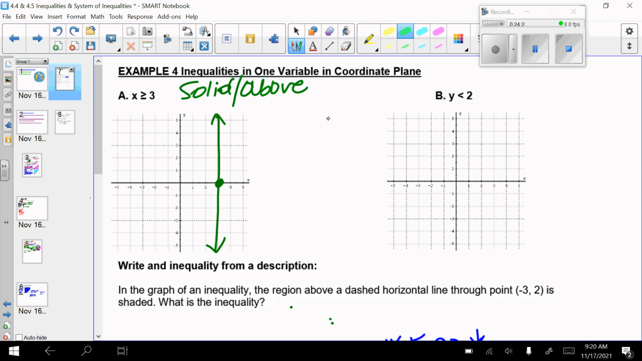And so which side do I want to shade if I want greater than or equal to 3? Perfect. This is greater than. All these are greater. Y'all remember x equals is a vertical line, y equals is a horizontal?